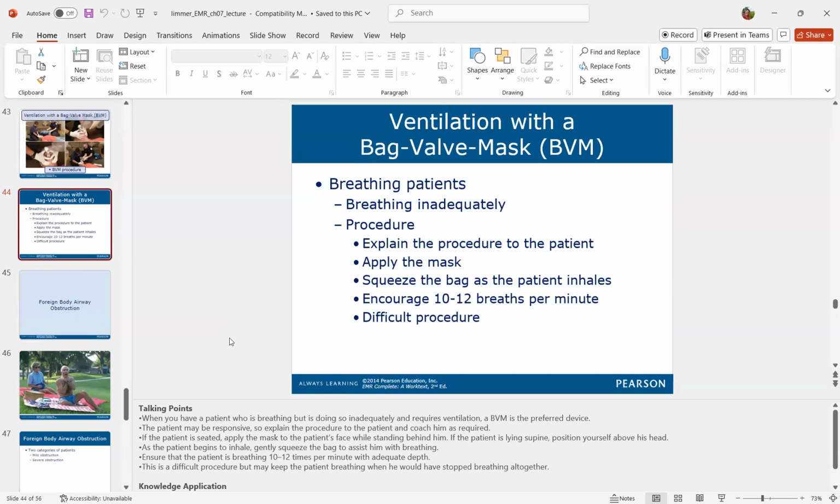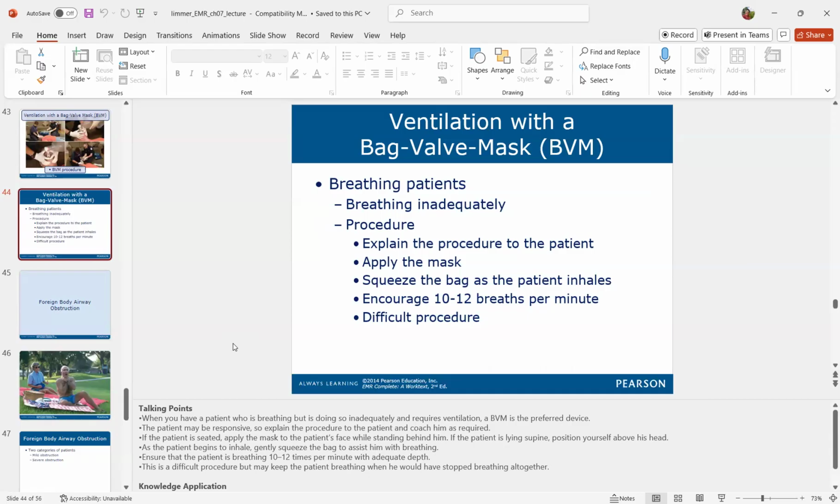For the BVM, this is also for breathing patients. If they're breathing inadequately, we're going to explain the procedure to them. This can be a really hard thing for people with claustrophobia. The patient may be responsive, so again, explain it to them and kind of coach them. If the patient is seated, that's fine. We can apply the mask to the patient's face while we stand behind them.